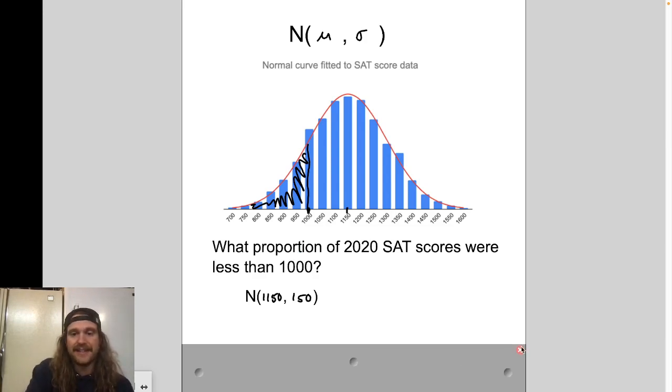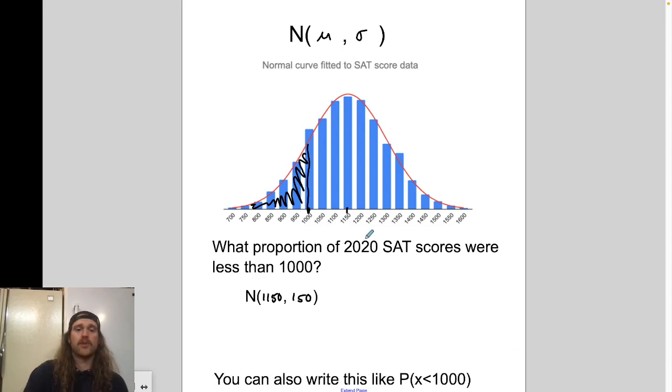That's great. Another way that you can write this is P parentheses X less than 1,000. And what this really is saying is, what is the probability? This asks the question, what is the probability that a randomly selected test taker in 2020 scored less than 1,000 on the SAT? So this is a probability question, because that's really what it is. What is the likelihood that a randomly selected test taker scored less than 1,000?